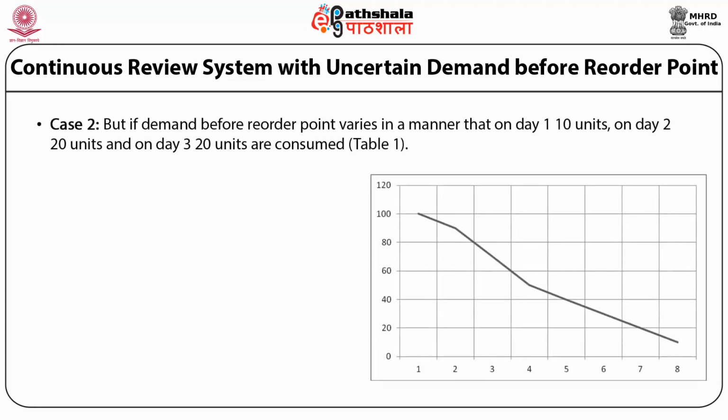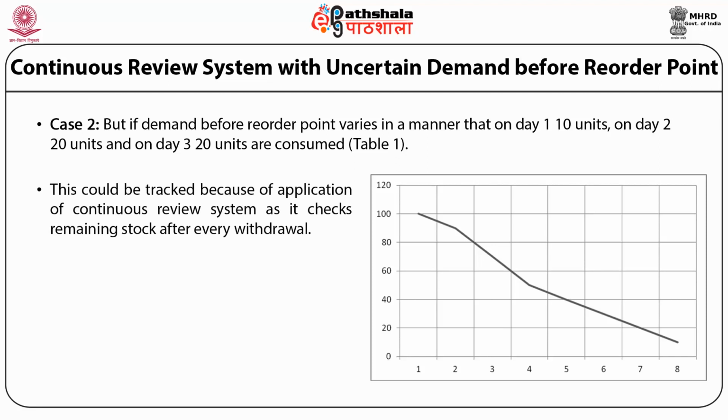Case 2. But if demand before the reorder point varies in a manner that on day 1, 10 units, on day 2, 20 units, and on day 3, 20 units are consumed. This means 50 units are consumed in 3 days instead of 5 days when demand was certain.